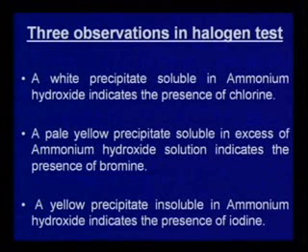That means if you are getting any precipitate, halogens are present, and if you are getting no precipitate, halogens are absent. Now the precipitate can be of three types. That means you may get three observations in this test depending upon the color and the solubility of the precipitate.